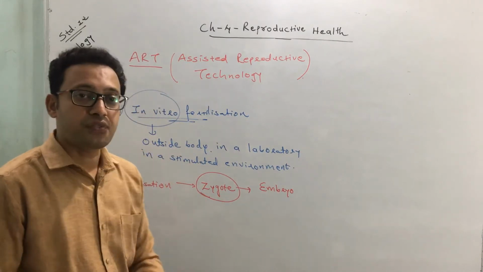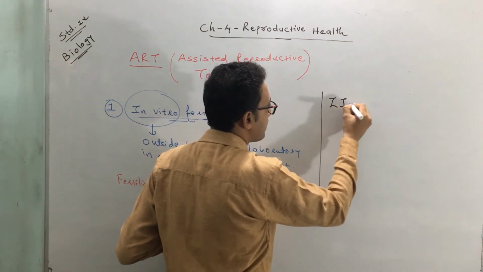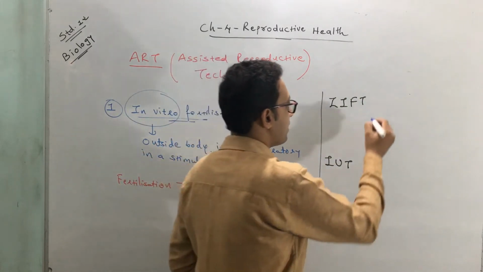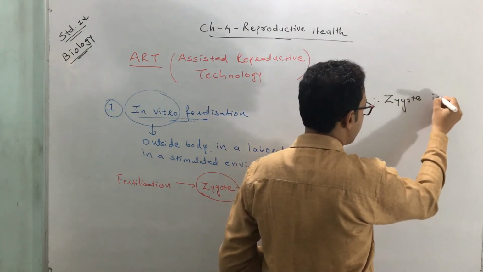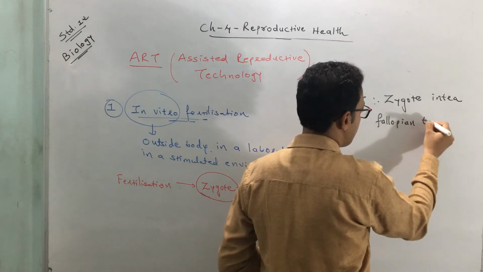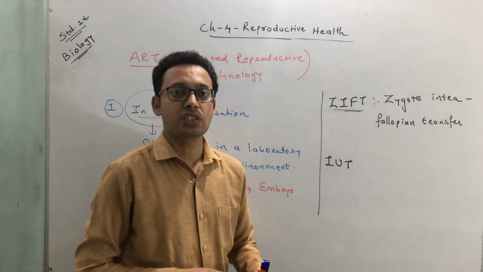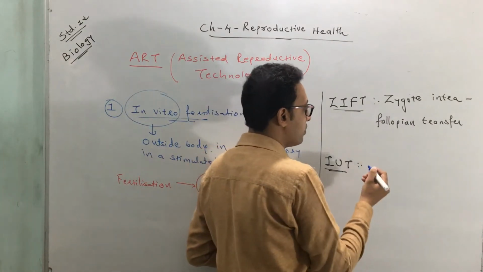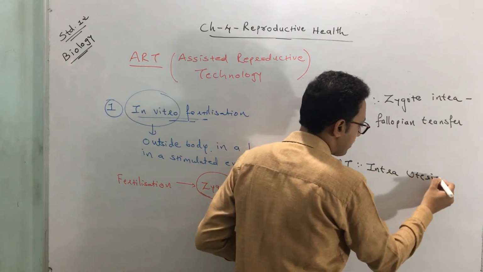Okay, so how it is transferred and where it is transferred depends on that. There are two methods. First is called ZIFT and the second method is called IUT. What is ZIFT? ZIFT means, Z means zygote, I means intra, F means fallopian, T means transfer. Zygote intra fallopian transfer. This is called ZIFT. And the second method, which is adopted for transfer of embryo, is called IUT, intra uterine transfer.